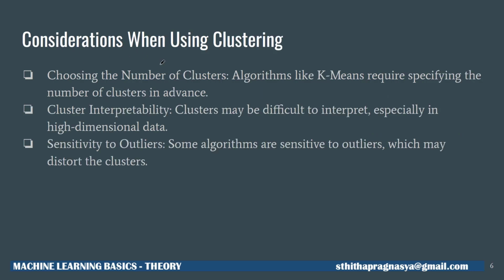And what are the considerations when using clustering? Of course, just like in KNN, we learned choosing the appropriate K value is very important, correct? Some algorithms like K-means require specifying the number of clusters, which is K, in advance, which may require experimentation. And the resulting clusters may not always be easy to interpret, especially in high dimensional data. And some clustering algorithms are sensitive to outliers, which can distort the formation of clusters.